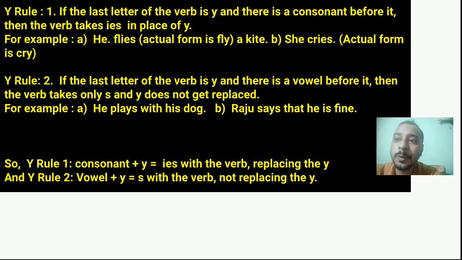But in rule number 2, if Y is preceded by a vowel, that means before Y there is a vowel letter, then the verb will take only S and Y will not be replaced. You see the example. He plays with his dog. So here PLAY. Here also Y is the last letter, but before Y there is a vowel. So Y will not be replaced. Only S will be added to the verb.